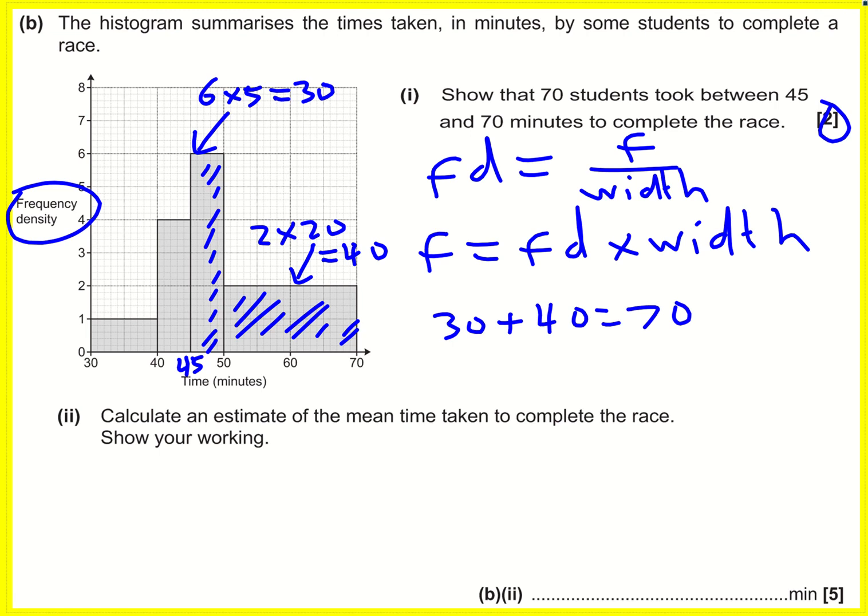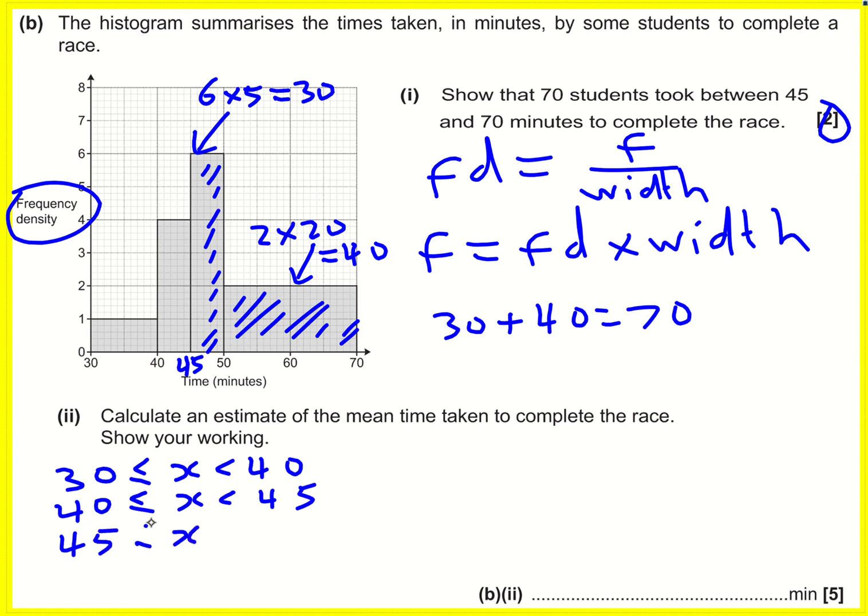Calculate an estimate for the mean time taken to complete the race. Show your working. Well, I'm just going to backtrack a little bit. Typically, to work out the mean from a group of something, we would use a grouped frequency table. So I'm just going to bring that back in to help remind us how to deal with this. It's going to be 30 to 40, 40 to 45, 45 to 50, and then 50 to 70.